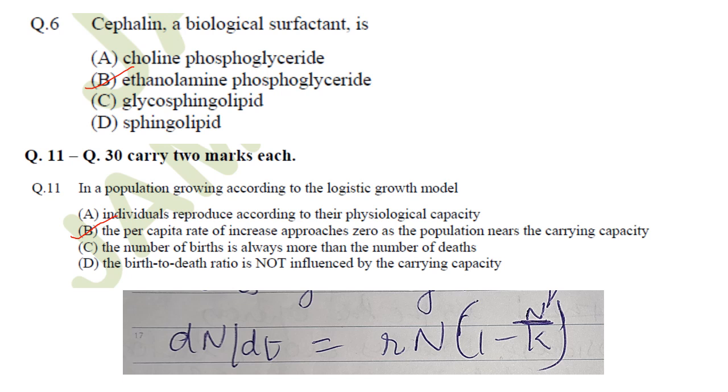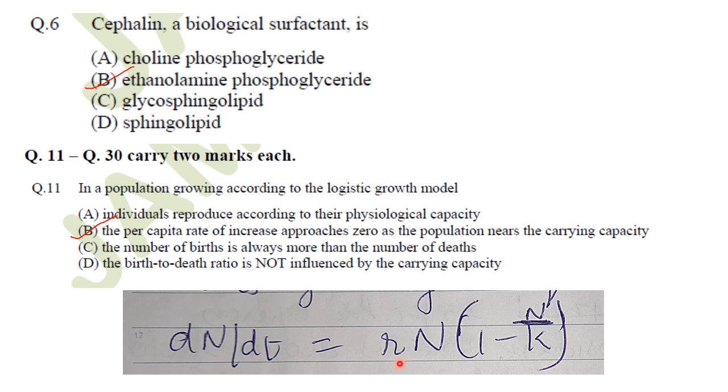In a population growing according to the logistic growth model. So the logistic population growth model shows that there is a gradual increase in the population at the beginning, then this is followed by rapid growth, and eventually there will be a decrease in the rapid growth once the population meets the carrying capacity. So if you see the equation here, that is dN by dt is equal to rN(1 minus N by K). dN by dt is the population growth rate.